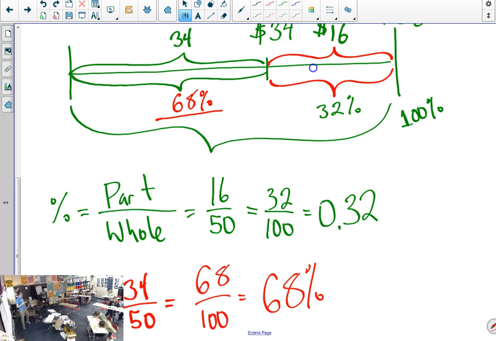But her grandma asked, how much am I saving? What percent am I saving? 32%. Moving on to the next problem.